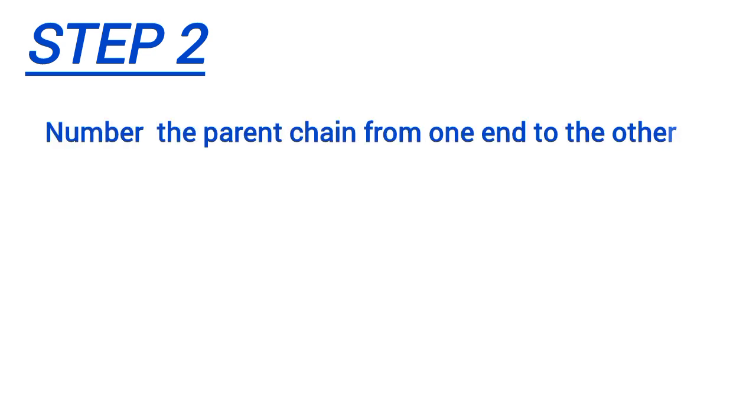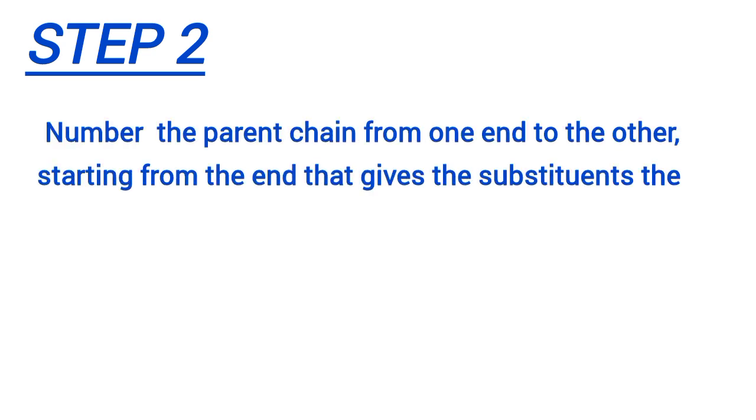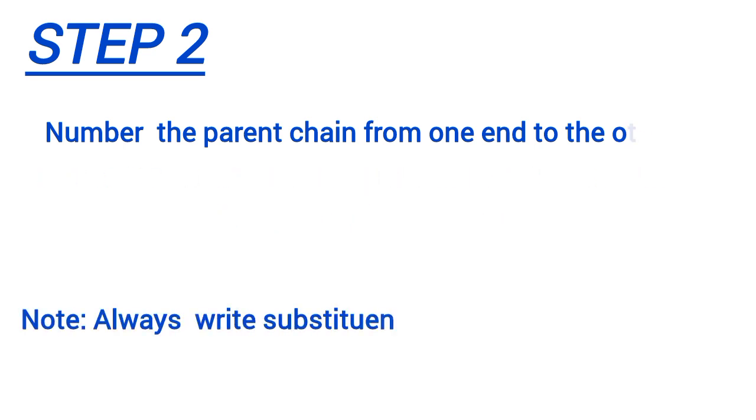Step 2. Number the parent chain from one end to the other, starting from the end that would give the substituent the lowest possible number. That is, we number from right to left and then from left to right. Then we choose which numbering will give the substituent the lowest possible number. Here is something to note. Always write substituents alphabetically.